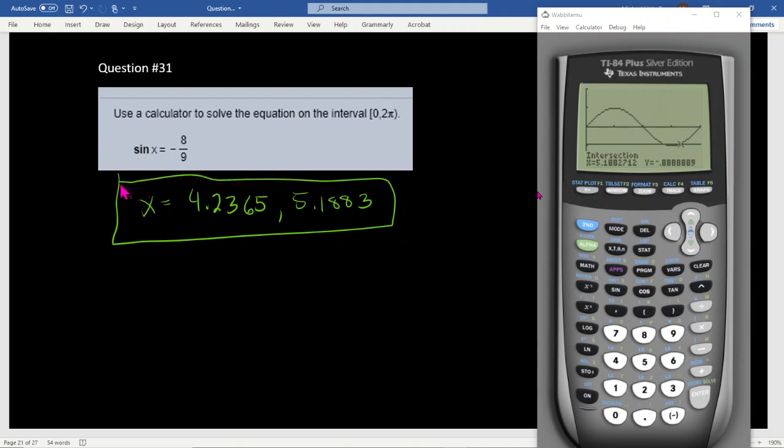And in the real world, that's typically what we're doing, a real world type problem. Unless maybe you're building a bridge and you need those 30, 45, 60 degree angles, but sometimes we have angles that are a little bit off. So that's number 31.